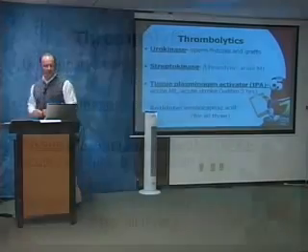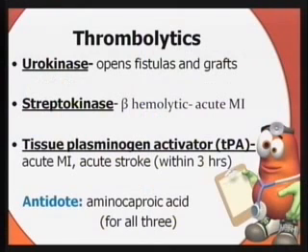So, urokinase, when would I want you to pick that on the boards? Opens fistulas and grafts. Somebody had a graft transplant, and I know that they're having clots in that area, I'm going to consider urokinase. Streptokinase, if basically it's acute MI. They have that thrombotic effect. But if they give you acute MI and a prior history of a strep infection, are you going to ever pick streptokinase? No. TPA, tissue plasminogen activator, there's different protocols, but for the boards, it's within 3 hours.